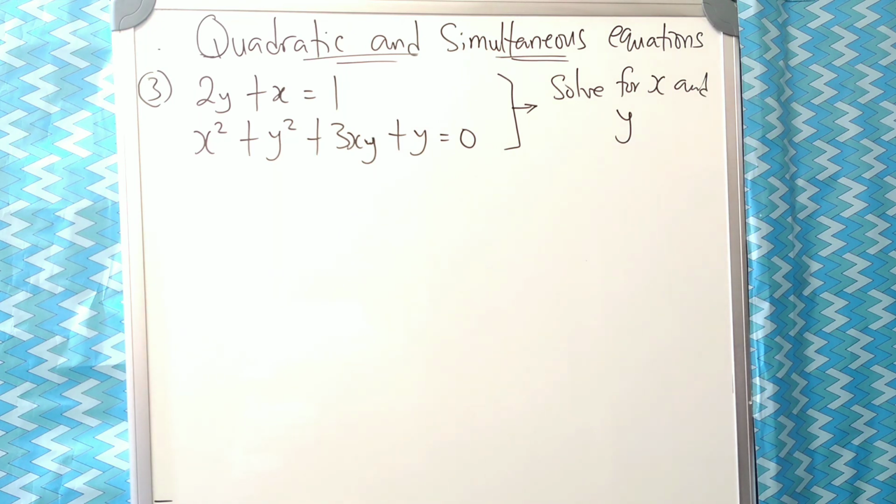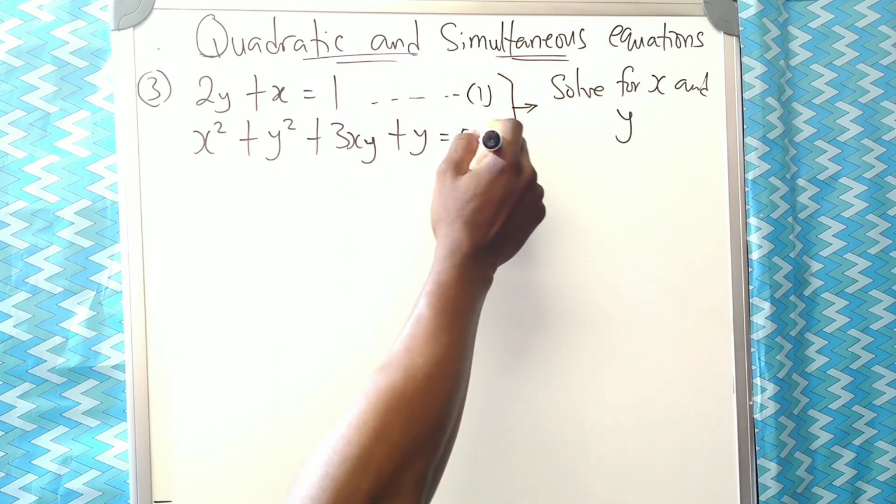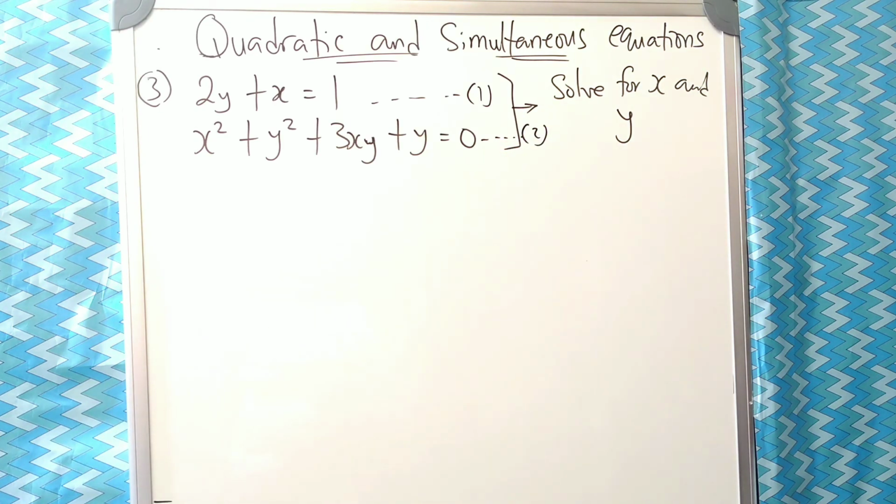So now we go to the third question, and this third question is actually a combination of quadratic and simultaneous equations. We are given two equations to solve for x and y. Anytime we are given this kind of equation, we label each of the equations as equation 1, the first one, and the second one as equation 2. Now, for this, we can use the substitution method.